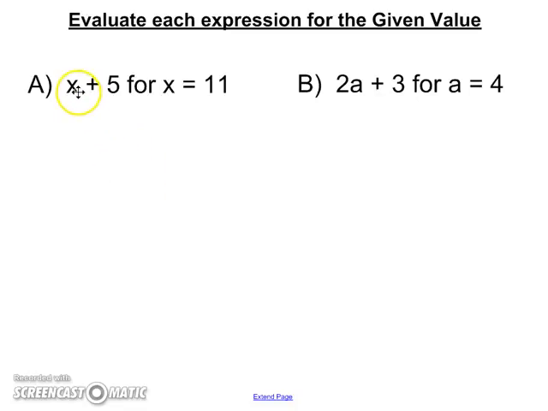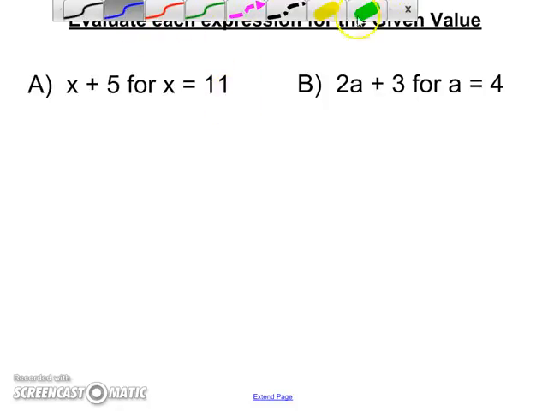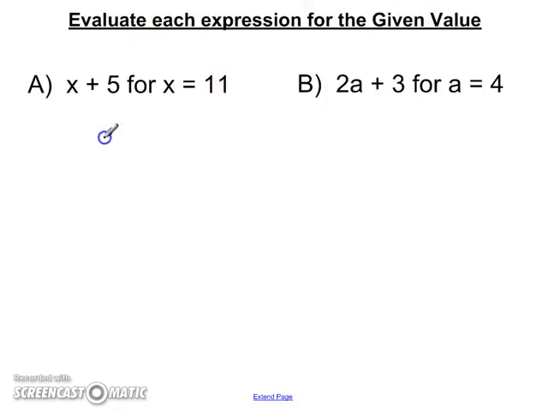So in this particular case, x plus 5, we're going to evaluate for x equaling 11. The first thing I'm going to do is copy down the expression, x plus 5, so I have room to work with it. Then, step number 2, I take the value that's given. We're being told that x is 11, so I'm going to literally replace x with 11. Now I can simplify using my order of operations. 11 plus 5 is 16.